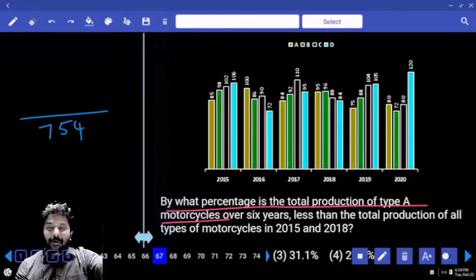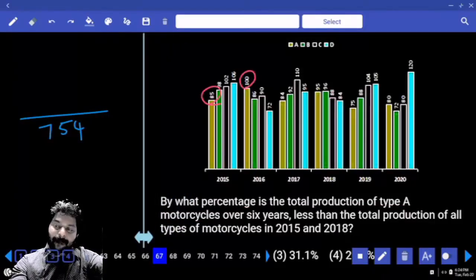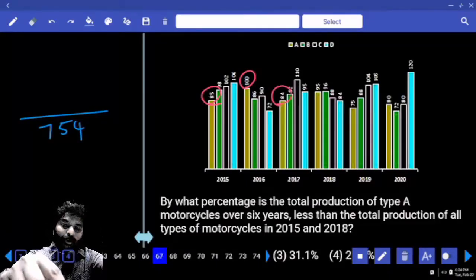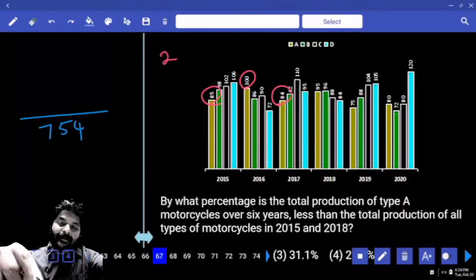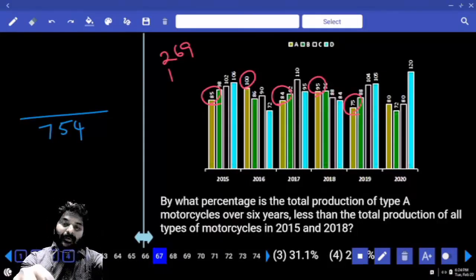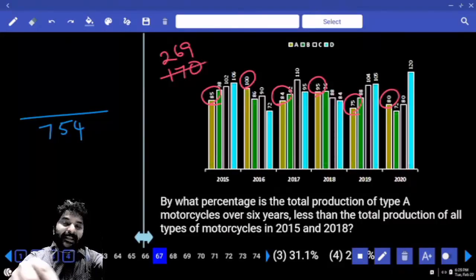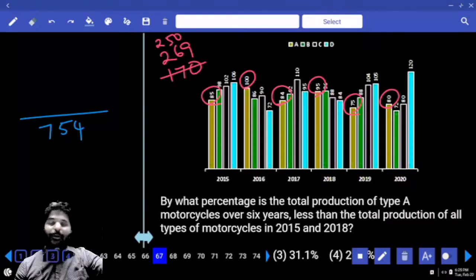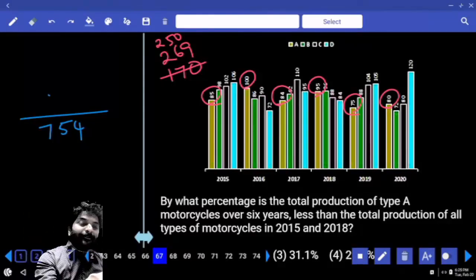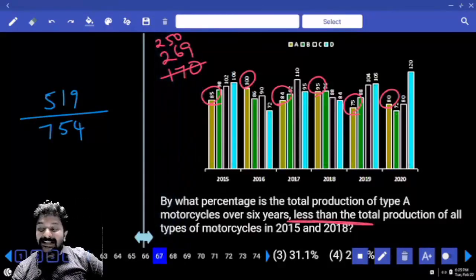Total production of type A motorcycles. Type A, yellow color, first values. 85 plus 100, 185 plus 84, 269. Next. 95 plus 75, 170 plus 80, 250. 250, 269, 519. Now, but your question is what percent?